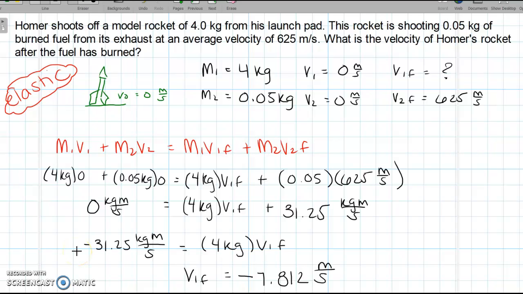And you might be saying, Miss Brennan, if this thing is being shot off, why is this negative? And I would agree with you. It's because we set the fuel as positive. So if we set the fuel as negative, then we would get a positive velocity for our rocket. So you can go ahead and plug in negative 625 there, and you're going to find that you get the same velocity, just in the opposite direction. And that's because motion is all relative to your observer and your coordinate points.